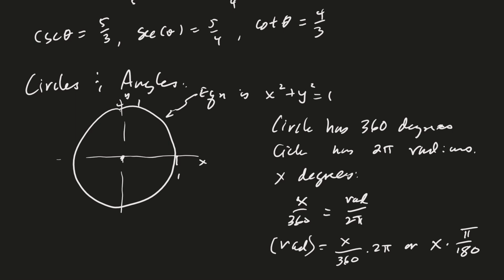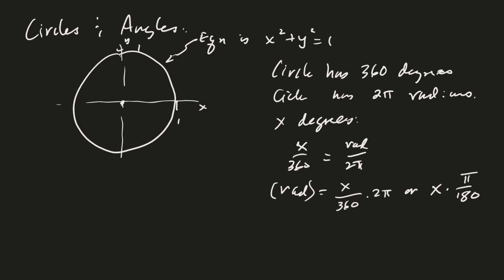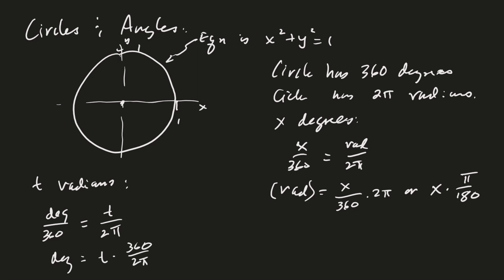Okay. Similarly, you could find a formula in the other direction, right? So if you have t radians and you want to convert that to degrees, then you can say the number of degrees to 360 is equal to t radians to 2 pi, right? So then the number of degrees that you have is going to be t times 360 over 2 pi, which is t times 180 over pi, which is the way some people will remember it.